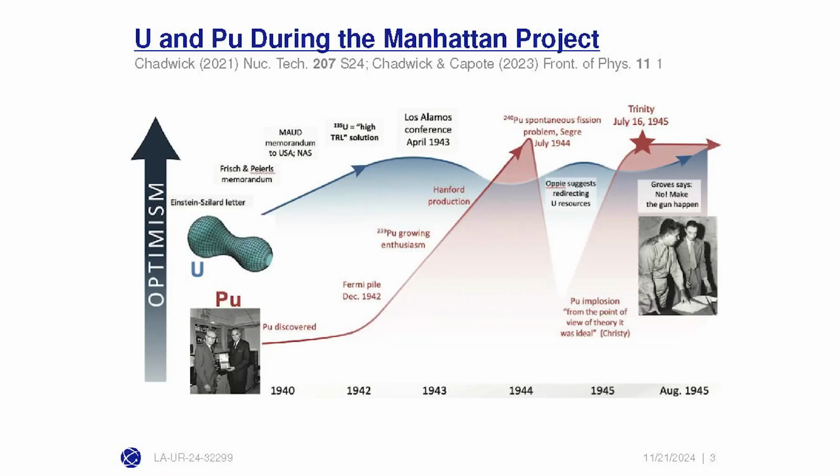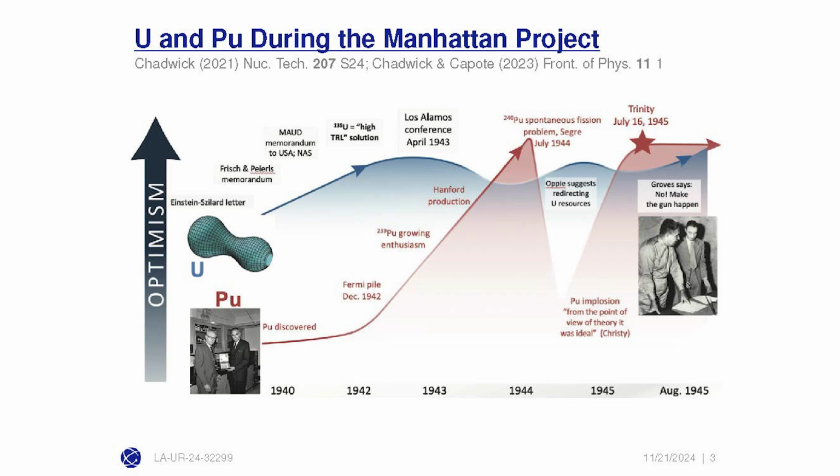Okay, so briefly on the history. If you want to learn more about the history of the Manhattan Project, you can go to one of these two papers by Chadwick and Capote, giving you a very good history of what was known at the beginning of the Manhattan Project and how it evolved throughout the course of the project. One thing that was clear right from the beginning was that uranium and plutonium are two ideal elements to focus on for making a nuclear weapon.